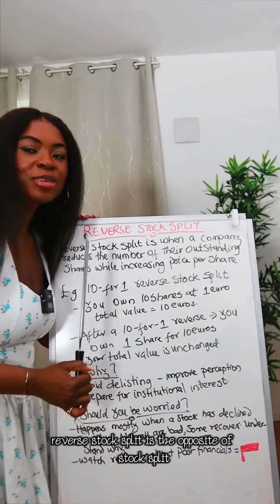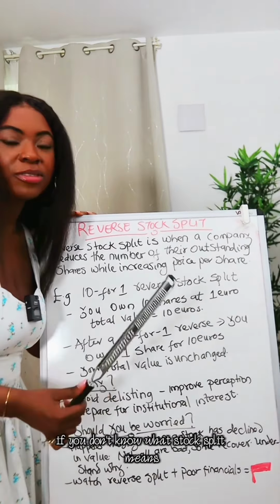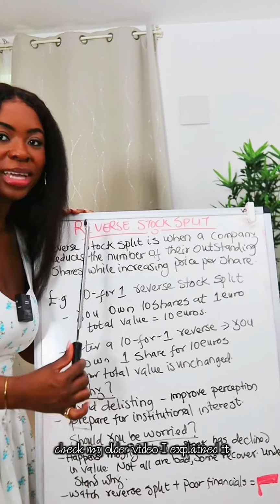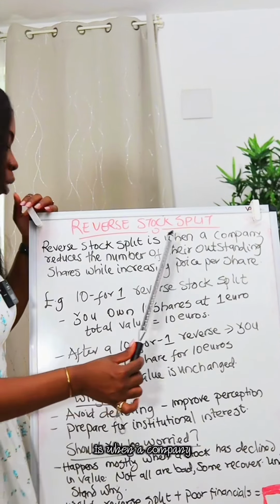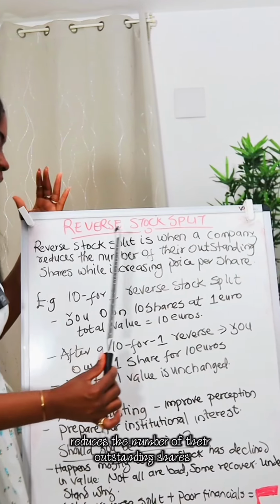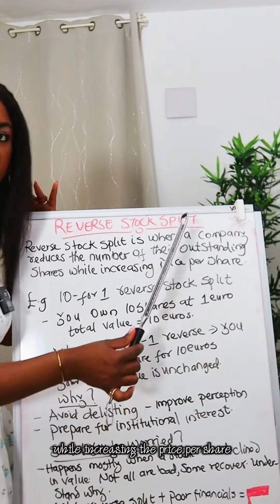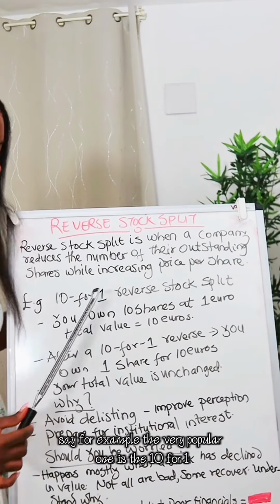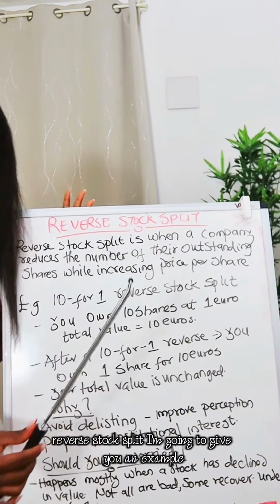Now, let's go. Reverse stock split is the opposite of stock split. If you don't know what stock split means, check my other video, I explained it. So reverse stock split is when a company reduces the number of their outstanding shares while increasing the price per share. Say for example, the very popular one is the 10-for-1 reverse stock split. I'm going to give you an example.